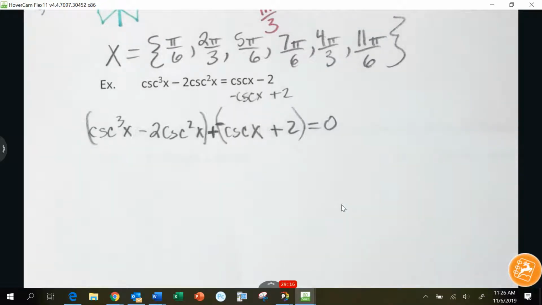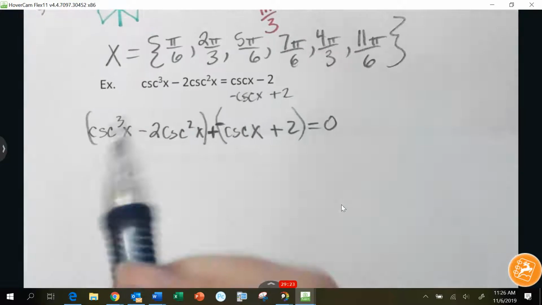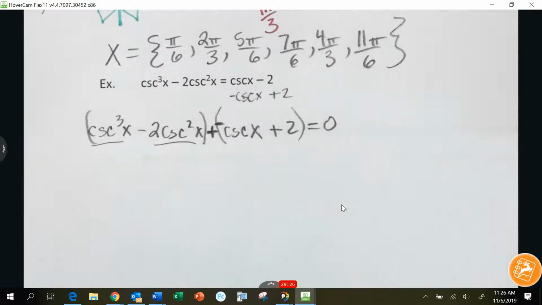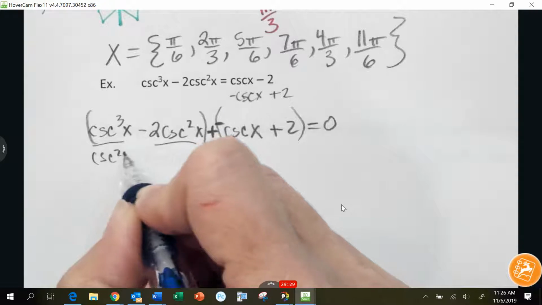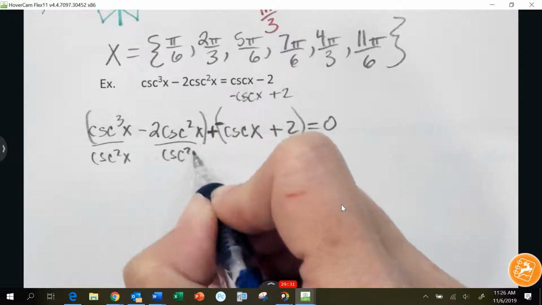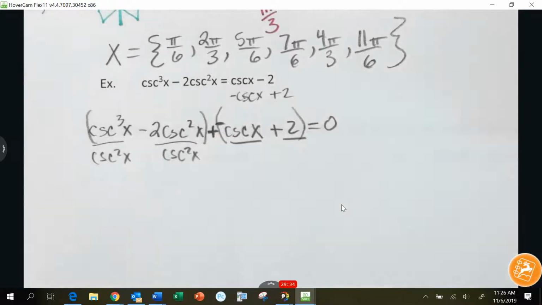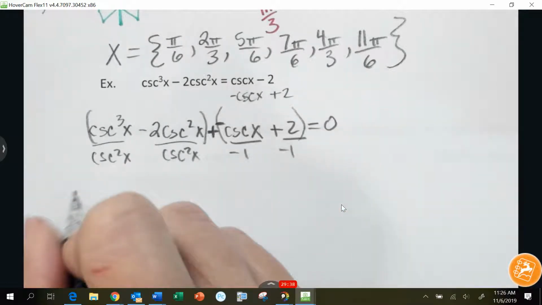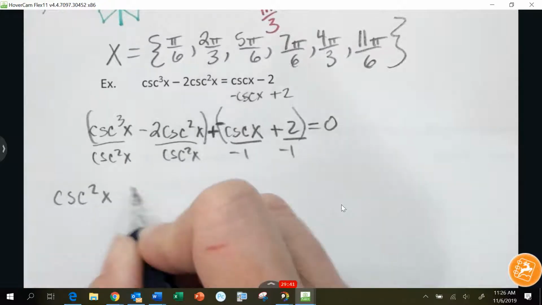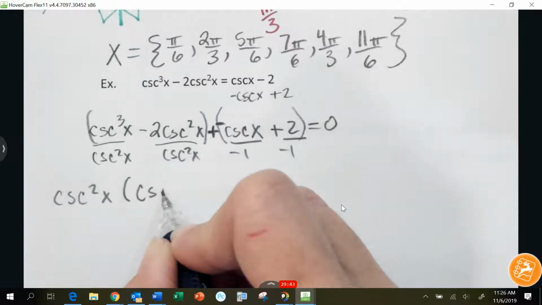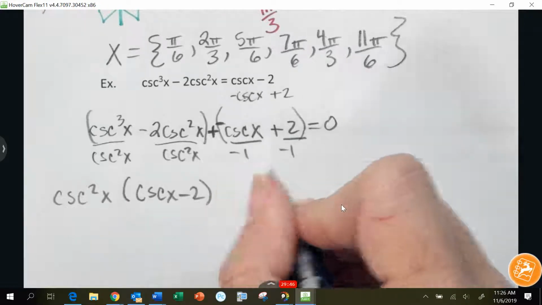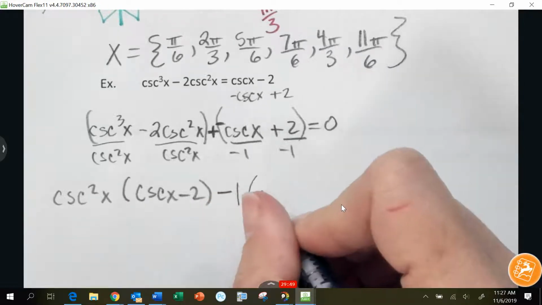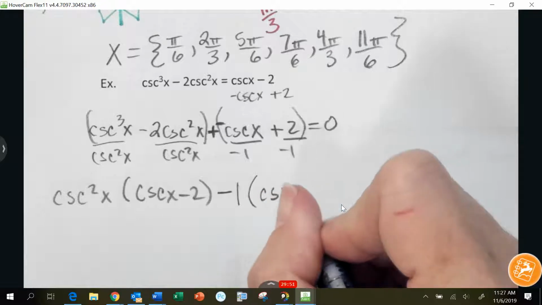Dylan, what should I do next? You should find the greatest common factor of both expressions. Okay, so what is it for this one? Cosecant squared. Okay. And for the second one, it would be -1. Yes. Okay, so I'm going to rewrite this as cosecant squared x, parenthesis, what's left over, cosecant x minus 2. Then we're taking out a minus 1, so I've got cosecant x minus 2.